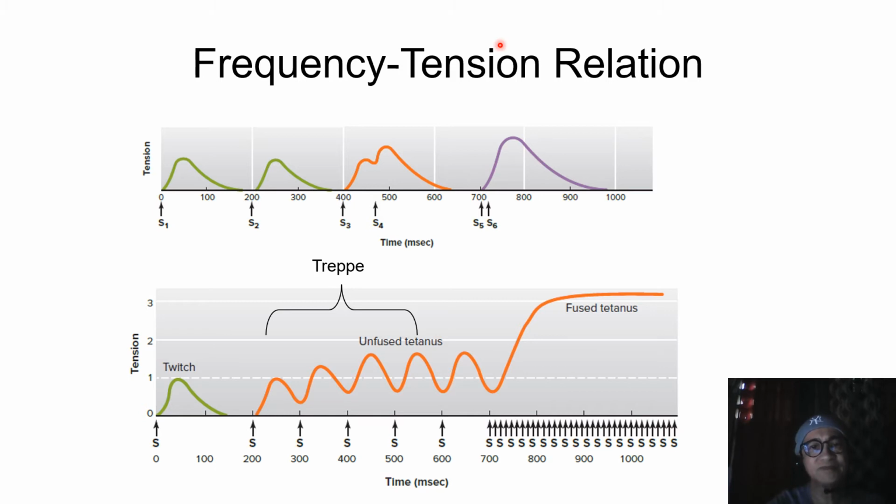Now at the lower figures here, you have a simple twitch that is shown by the application of a single stimulus. But if we apply several stimuli, like 10 stimuli per second on the muscle fiber, we produce incomplete summation of peak contractions, or unfused tetanus. But if you notice here at the first peaks of contractions, you have a progressively increasing magnitude of contractions.